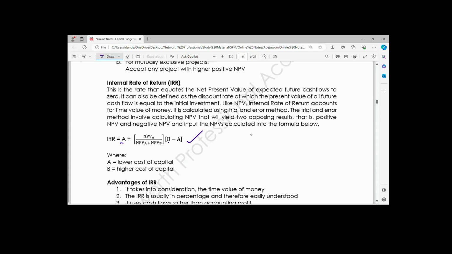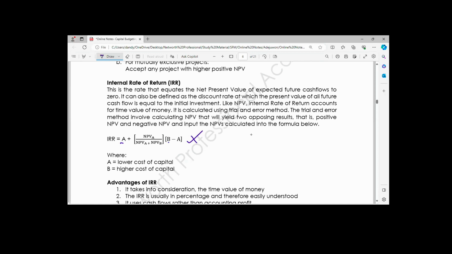I don't want to waste too much time on this because we have done this. We used this formula under cost of capital to calculate cost of redeemable preference shares. We also used it to calculate cost of redeemable debts. But again, it's good to mention it at this stage.